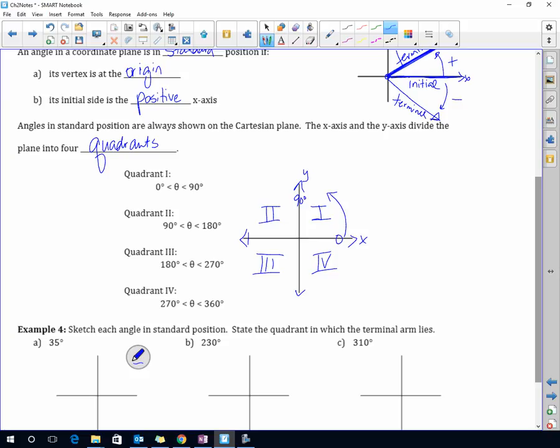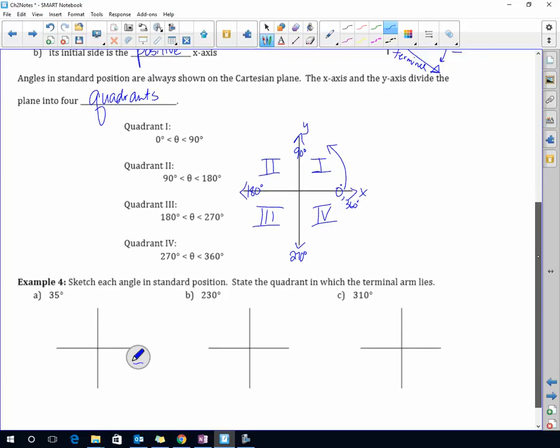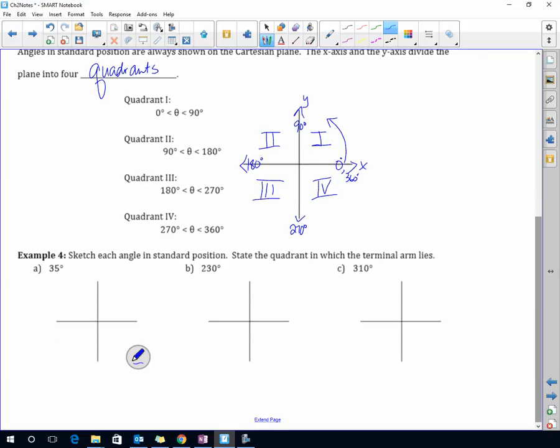So how would I sketch an angle in standard position? So again, here's my x-axis. It starts at my positive x-axis, and I start rotating until I form an angle of 35 degrees. So I know 35 degrees has to be in quadrant 1. So let's say it's about there. And then I label 35 degrees inside there. Let's just label the rest of my x and y axis.